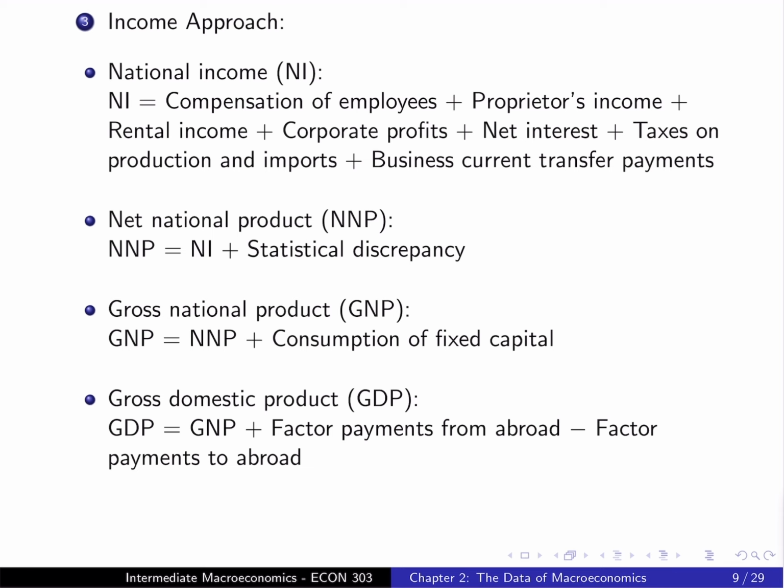Gross national product, GNP, adds back depreciation, which is called consumption of fixed capital. GNP equals NNP plus consumption of fixed capital. Gross domestic product, GDP, adjusts for factor income between countries. GDP equals GNP plus factor payments from abroad minus factor payments to abroad. This method ensures that all income generated through production is properly accounted for in GDP.